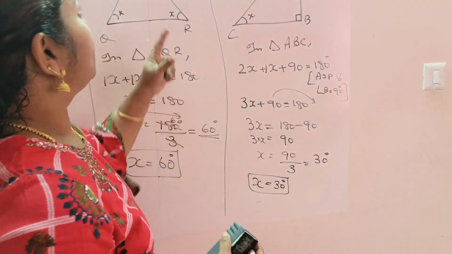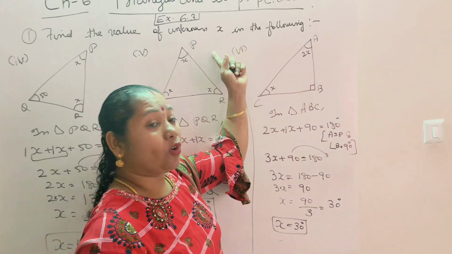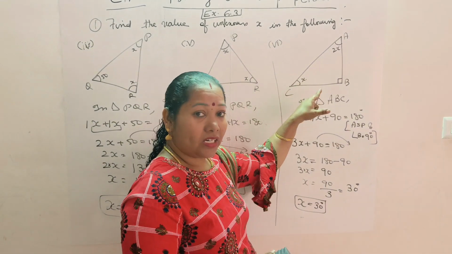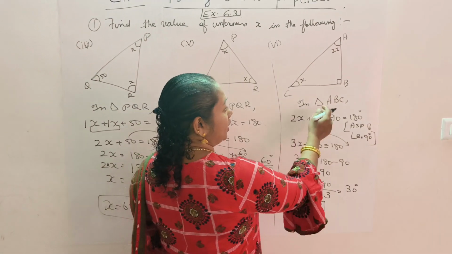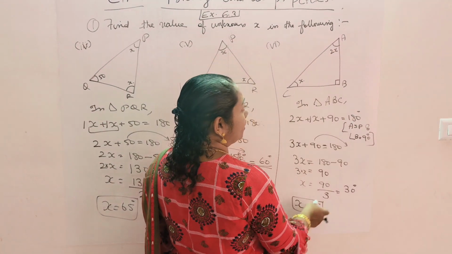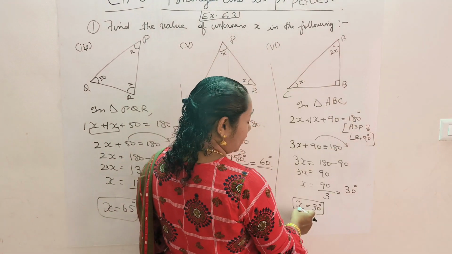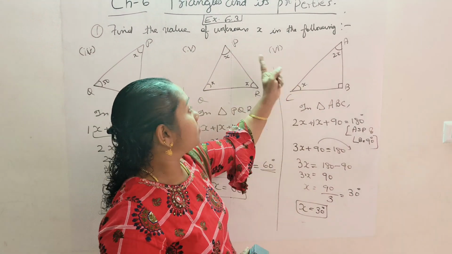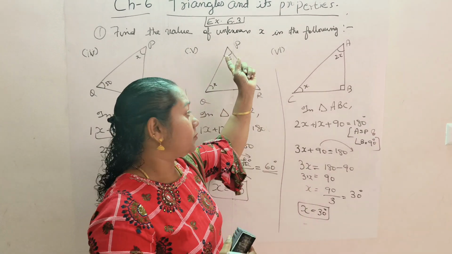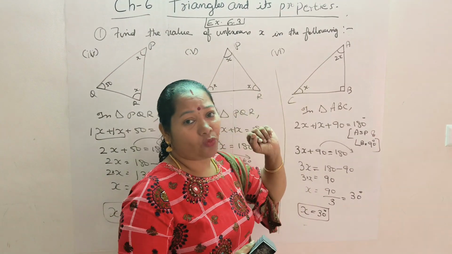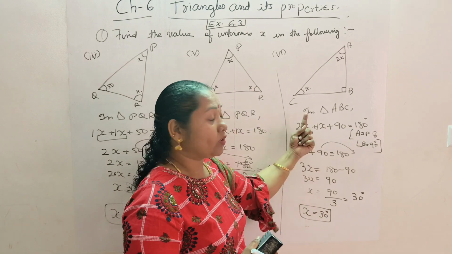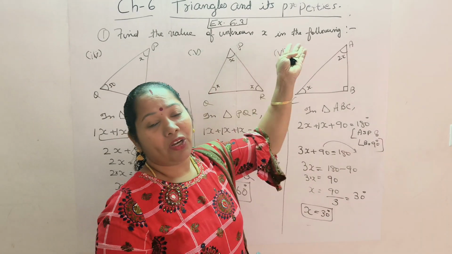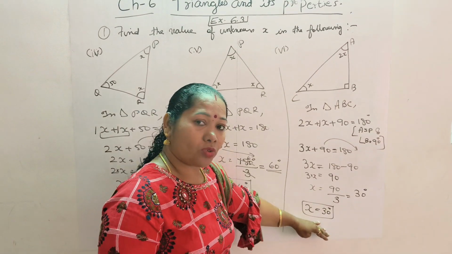In this question, it is mentioned only that you have to find the value of the unknown x. If it is mentioned to find all the angles, then you have to mention here that angle B is equal to 90 degrees, angle C is equal to 30 degrees, angle A is equal to 2 into 30, that is 60 degrees. If the question asks to write all the angles of a triangle, then you have to find all the angles also. But in this question, we just have to find the value of the unknown x. So we just have to do up to this only.